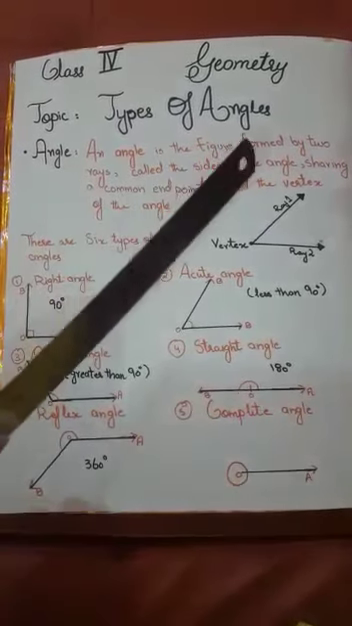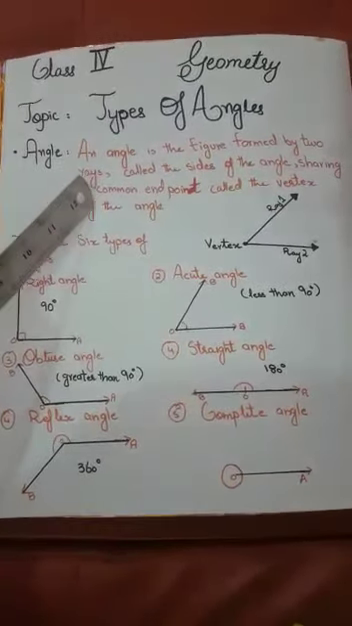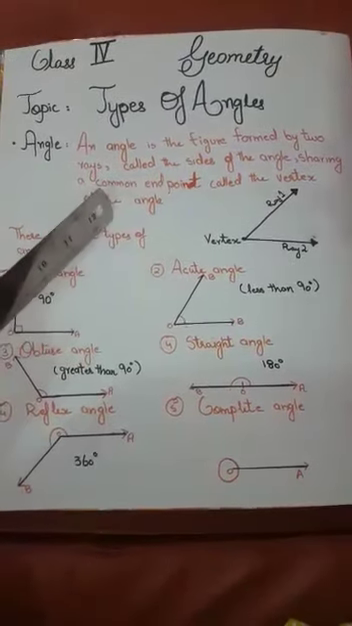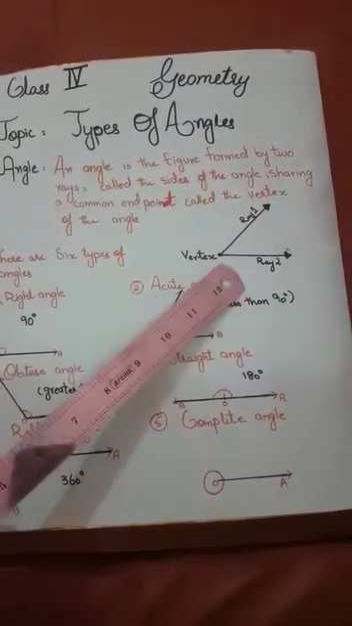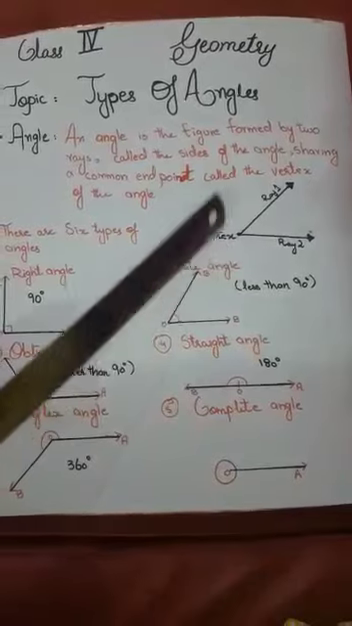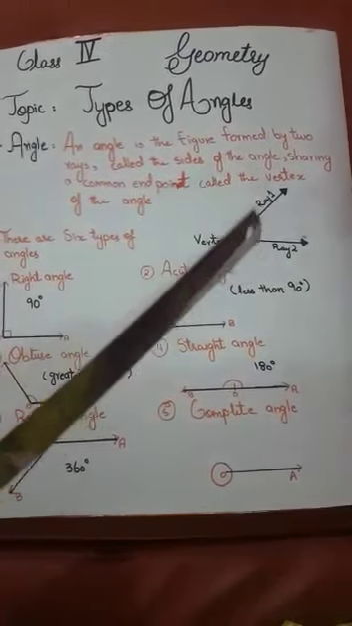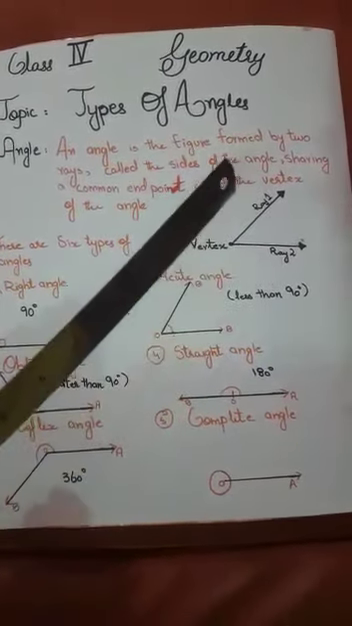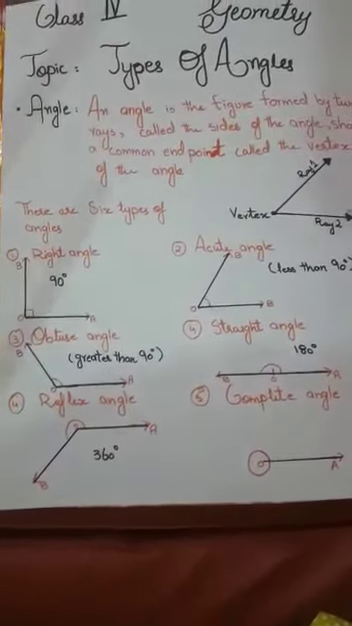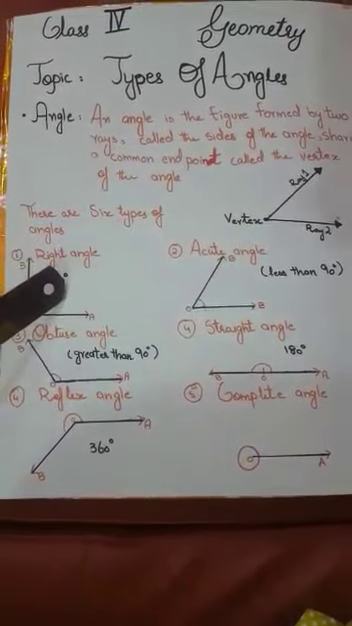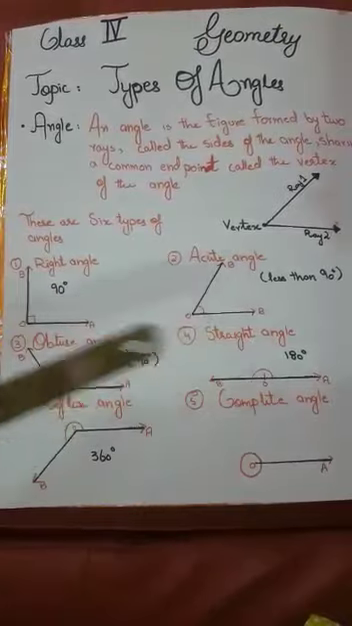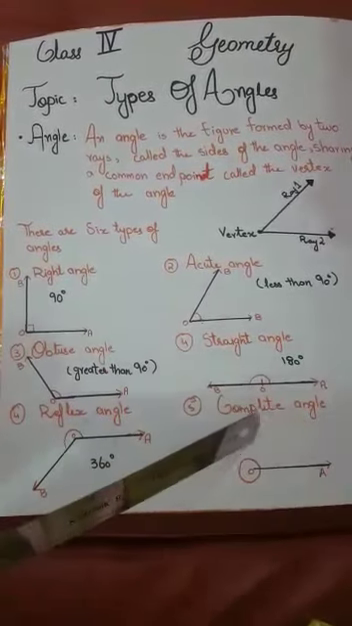An angle is the figure formed by two rays, called the sides of the angle, sharing a common endpoint called the vertex of the angle. This is the picture of the angle. The point where the rays join is called the vertex, and these are the rays of the angle, ray 1 and ray 2. There are 6 types of angle. First is right angle, second acute angle, obtuse angle, straight angle, reflex angle and complete angle.